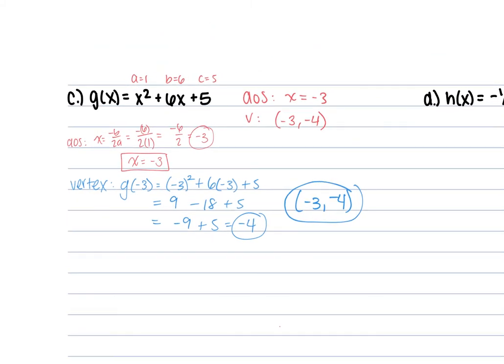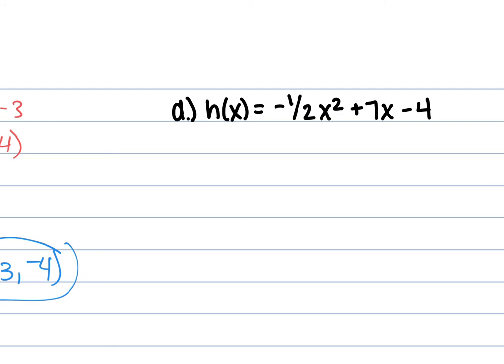Let's do D together, okay? How would we start D, guys? A, B, C, baby, okay? A is equal to? Negative 1/2. B is equal to? And C is equal to? All right. What do I do from here? What do I do from here? AOS. What's my axis of symmetry? Negative B over 2A.